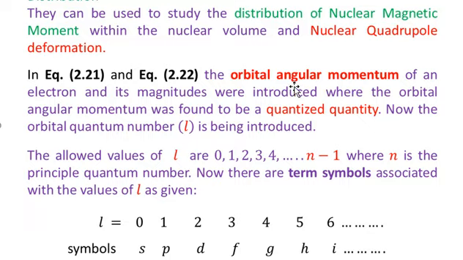That is, the magnitude of the orbital angular momentum was a quantized quantity, and its value was given equal to n times h bar, where h bar is the reduced Planck's constant and n is the principal quantum number. Now you see that corresponding to that orbital angular momentum, I am going to introduce here the orbital quantum number, represented by small l for an atom involving a single electron, and if more electrons are involved in the formation of the orbital angular momentum, then this small l will be represented by capital L.